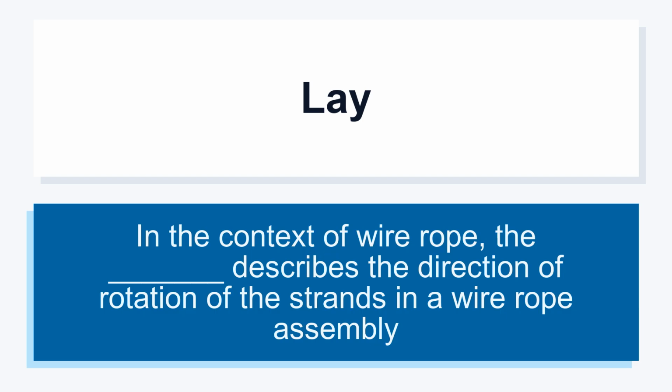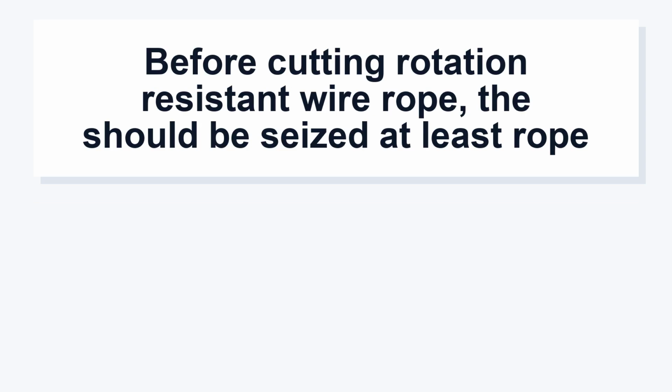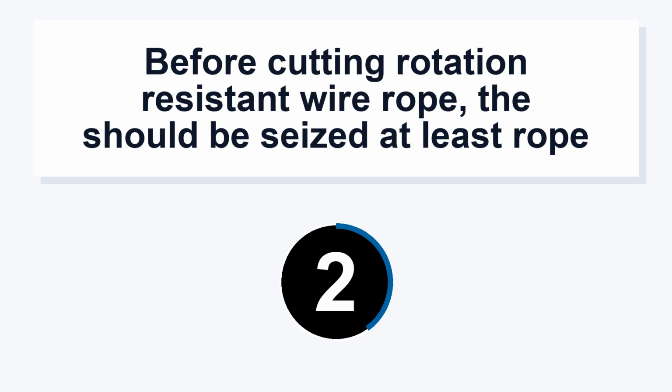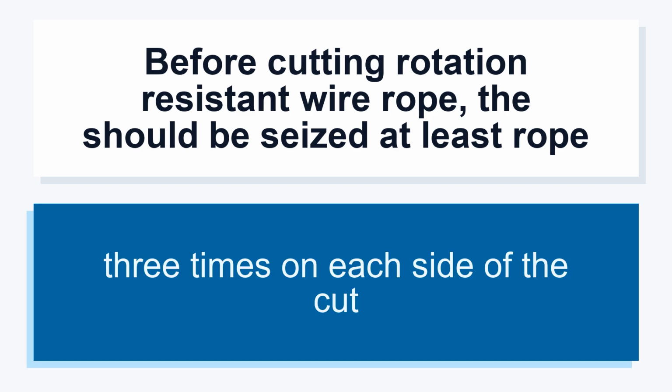In the context of wire rope, the ______ describes the direction of rotation of the strands in a wire rope assembly. Before cutting rotation-resistant wire rope, this should be seized at least 3 times on each side of the cut.